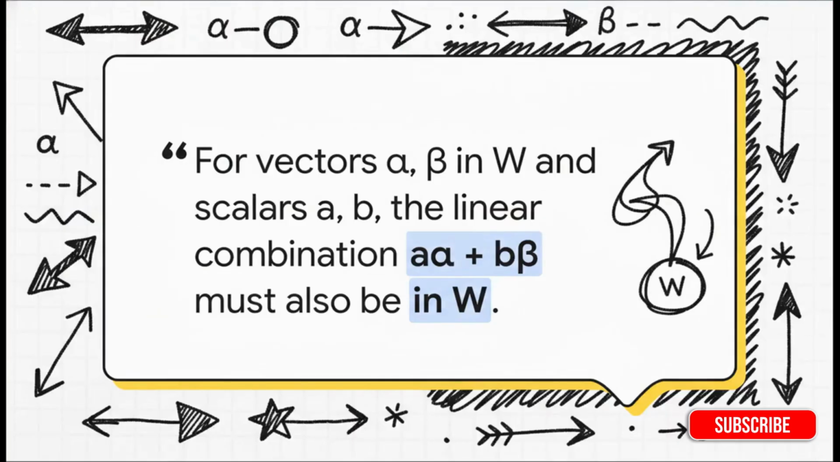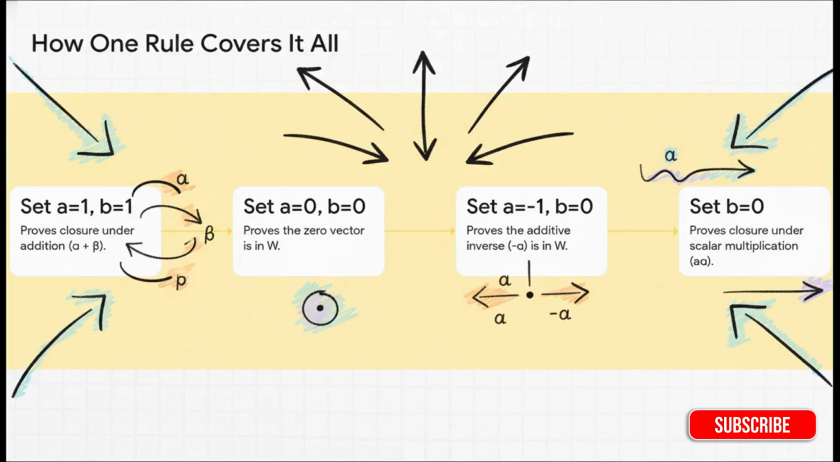And here it is. This is the whole shebang. This single condition is all you ever need to check. If you can take any two vectors from your set W, multiply them by any two numbers, add them together, and the result is always back inside W, then you are guaranteed that W is a subspace. That's it. Now this is where it gets really cool.